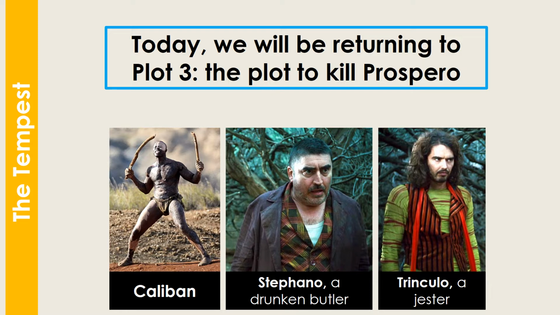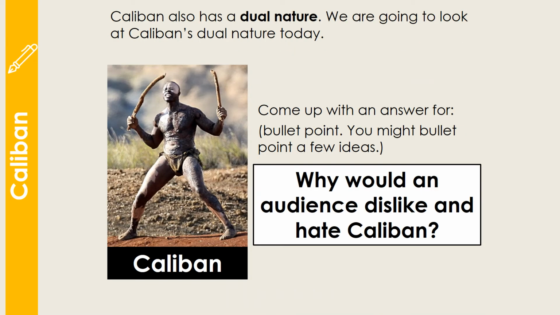And what we're going to do today in this recorded lesson is we're going to return to plot 3, the plot to kill Prospero. Now you've got some pictures. We've got Caliban on the left, Stefano in the middle. Remember, Stefano is a butler to the king, and Trinculo was a jester to the king. So let's return to plot 3, the plot to kill Prospero. Stefano and Trinculo want to kill Prospero. So Caliban also has a dual nature. That's where our link comes in. We're going to take a look at Caliban's dual nature today.